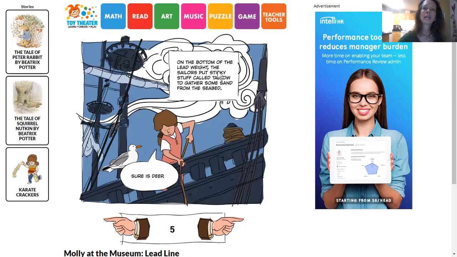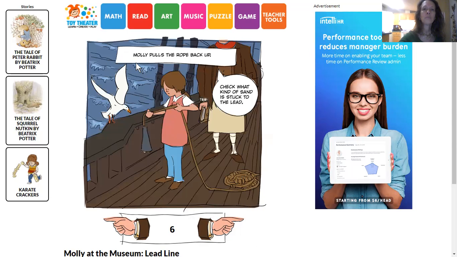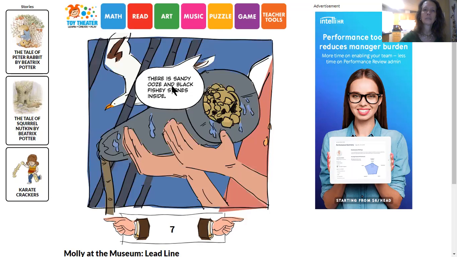On the bottom of the lead weight, the sailors put sticky stuff called tallow to gather some sand from the seabed. That's how they would know that they'd gotten it all the way to the bottom. And Molly's lowering it into the ocean and she says, wow, sure is deep. Molly pulls the rope back up. Check what kind of sand is stuck to the lead. There is sandy ooze and black fishy stones inside.